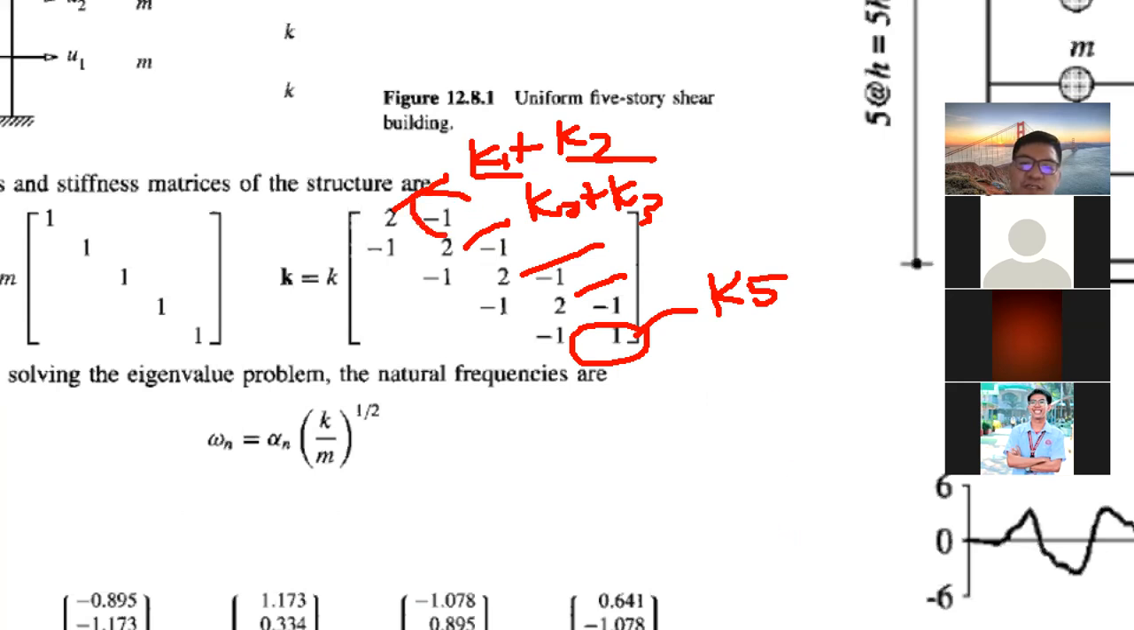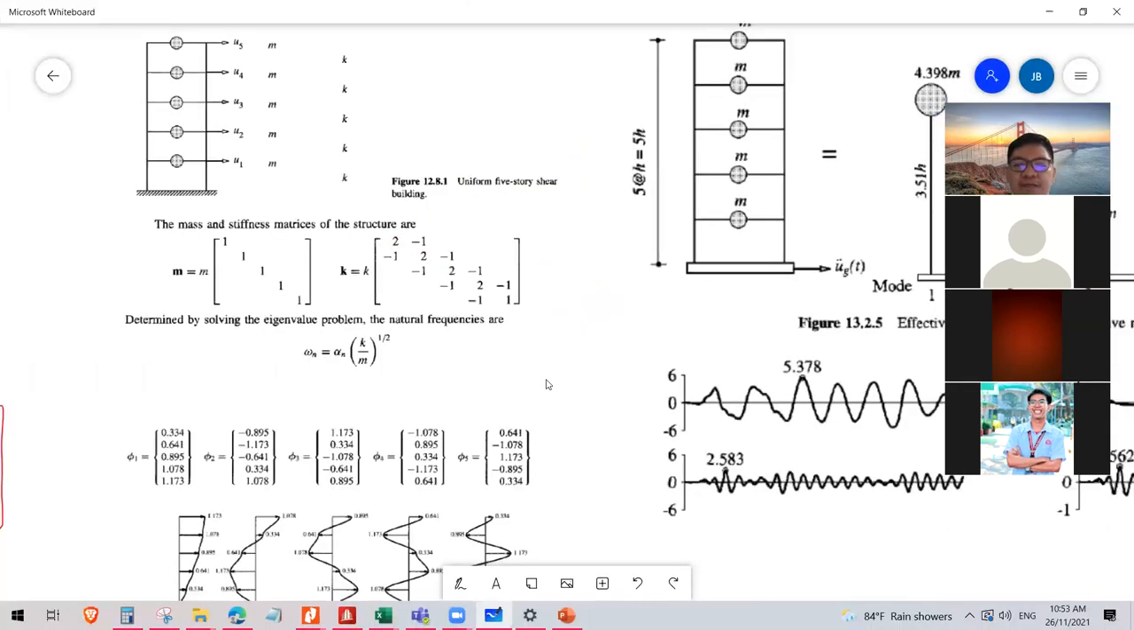Then this is simply negative K2, negative K3, negative K4, negative K5. Okay? It's just negative 1 because it's normalized; the common factor has already been taken out. And I guess you already know how to get the stiffness.